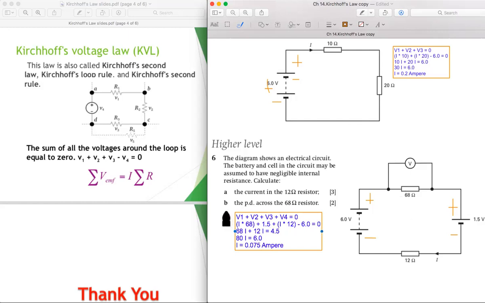So question B, the PD across the 68 resistor. Same thing, we use Ohm's law again, that's V equals to IR. So the potential difference in 68 equals to I is 0.075, and then times R is 68. So V equals to 5.1 volt. Yeah, that's it. I hope you understand about this explanation.